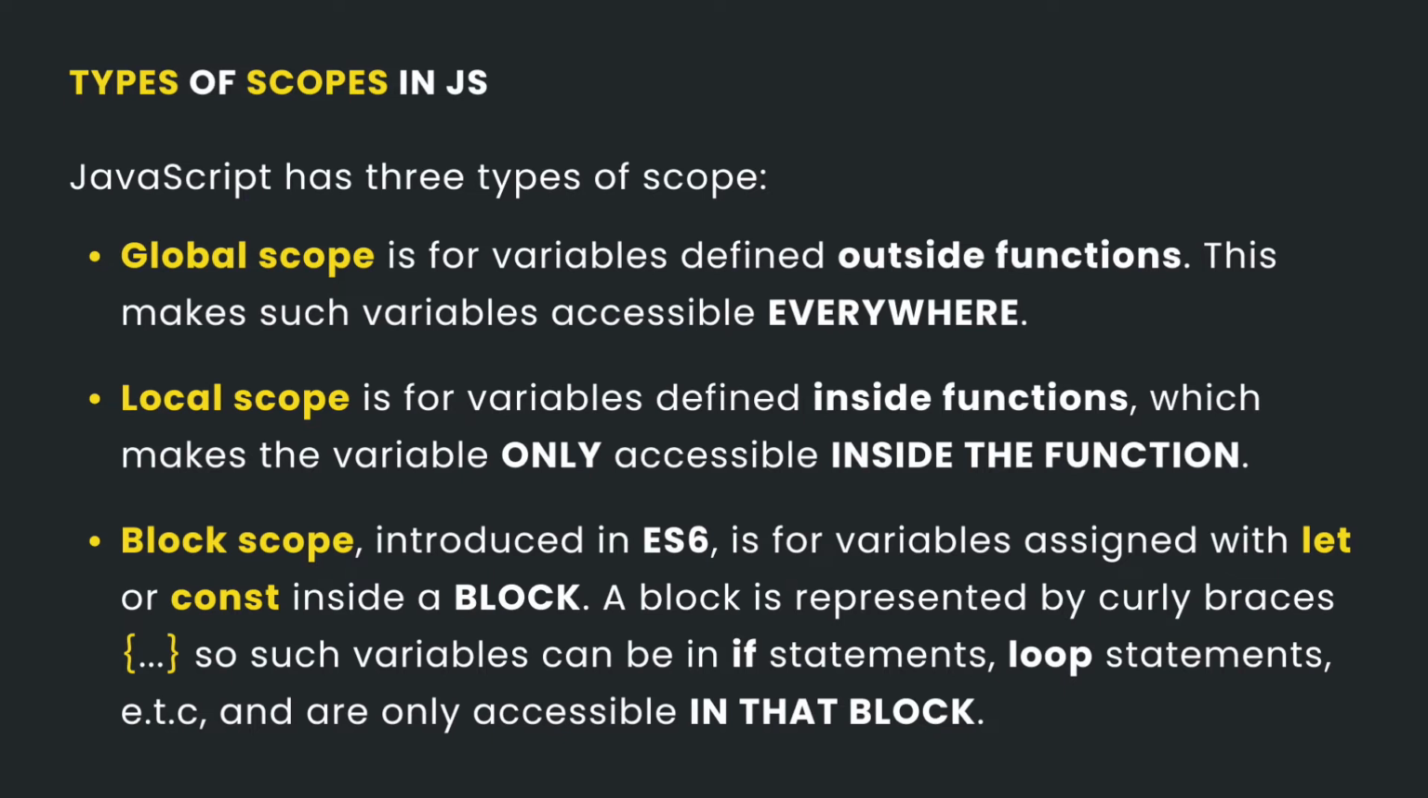Local scope, which is the second type, is for variables defined inside functions, which makes the variable only accessible inside the function. While block scope, which was introduced in ES6, is for variables that are assigned with let or const inside a block, and a block is represented by curly braces. So such variables can be inside if statements, because if statements have curly braces, and loop statements have curly braces. Whatever involves curly braces creates a block scope, and such variables can only be accessible in that block.